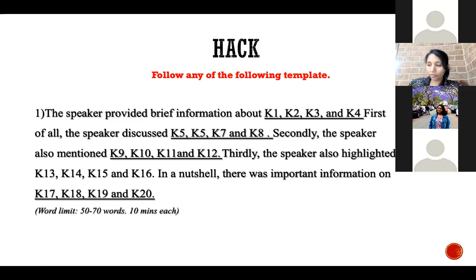Wait, let me show you. So you make your columns like this. And you write your keywords in each column. Can you see it? So you write your keywords like this. So you try to write at least about 16 to 20 keywords when you're listening to the lecture. And then you fill it into the template separated by a comma.